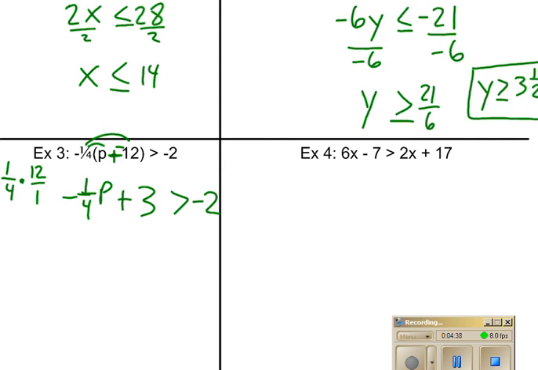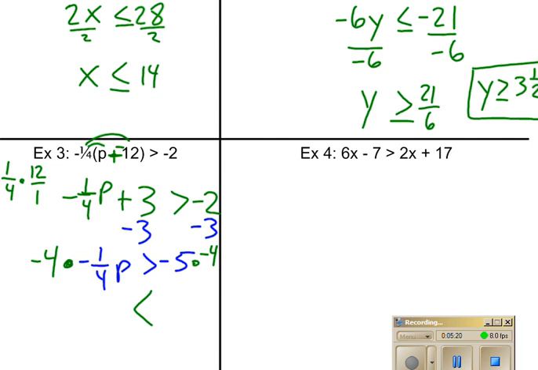So negative 1/4 p plus 3 is greater than negative 2. The next step is to undo the plus 3. So negative 1/4 p is going to be greater than negative 5. Don't change the sign yet because I just subtracted there. My next step is to get rid of this fraction. I don't like negative 1/4. To get that to be a whole number, let's multiply both sides by negative 4. Because I'm multiplying by a negative, I need to flip the sign. So I'm going to do that right away.